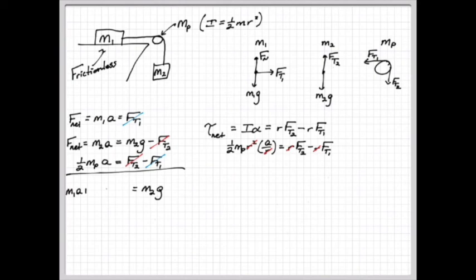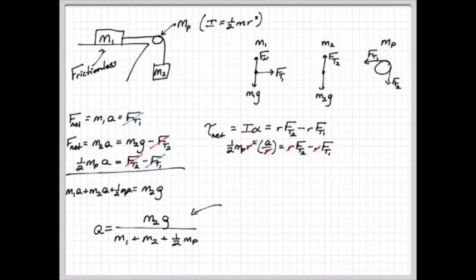And on the left side, we've got 3 things to add together. Mass 1 times acceleration, mass 2 times acceleration, and half the mass of the pulley times the acceleration. So when we solve this for acceleration, we can factor out all of the m's, and to isolate the acceleration, it'll be mass 2 times gravity divided by m1 plus m2 plus half of the mass of the pulley.